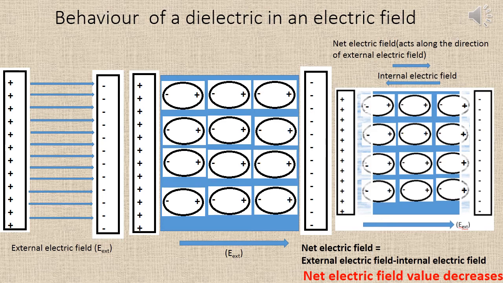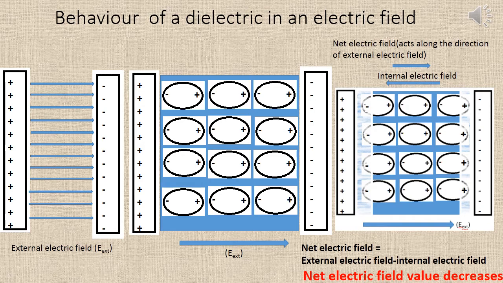Let's go to the third picture. In the third picture, a slight shade is given on the free negative charges and free positive charges. Now within the dielectric, one more electric field is created, that is called the internal electric field. The internal electric field direction is also shown at the top. The direction of the internal electric field is shown from positive to negative within the dielectric.